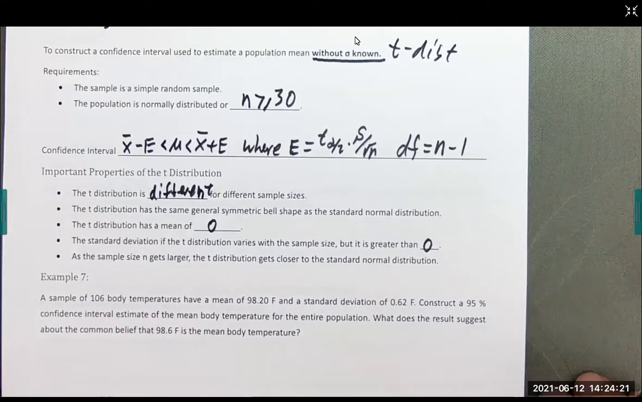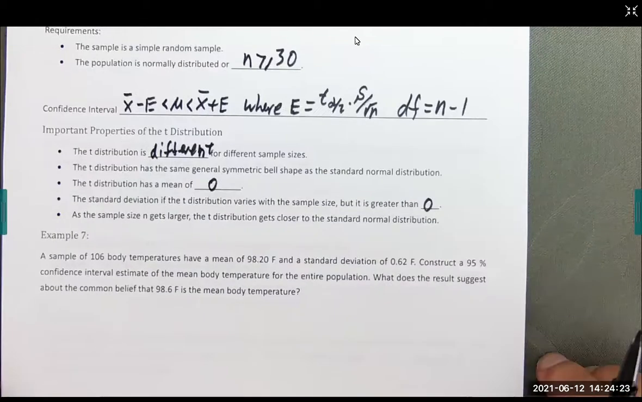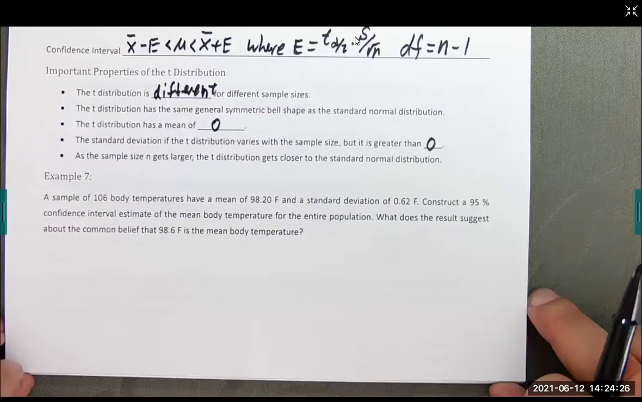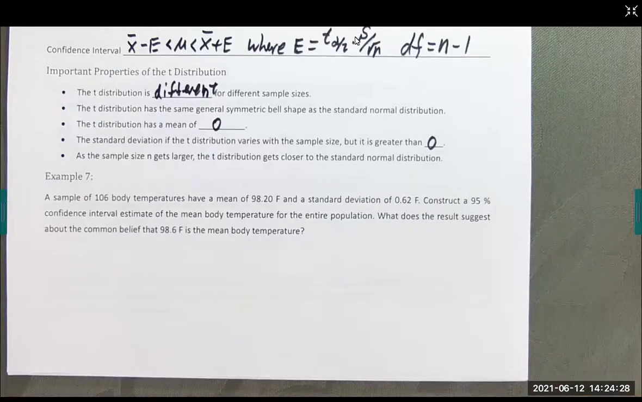All right, here we go. Example 7. A sample of 106 body temperatures have a mean of 98 degrees Fahrenheit and a standard deviation of 0.62 degrees Fahrenheit. Construct a 95% confidence interval estimate of a mean body temperature for the entire population. What does this result suggest about the common belief that 98.6 degrees Fahrenheit is a mean body temperature?